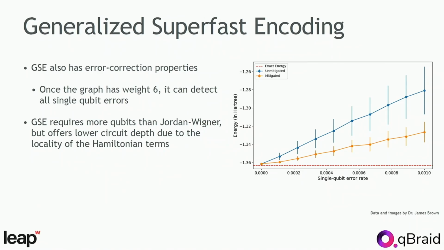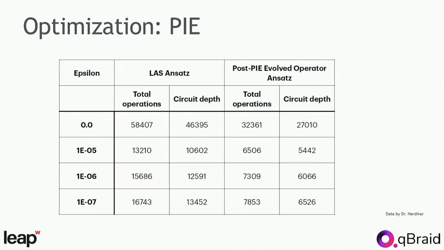So here's a quick example of GSE providing error correction properties, where you see that it gets closer to the exact energy than unmitigated would have. Now, I want to talk about optimization, and there are many, many ways we can optimize this entire pipeline. We can optimize it globally across the whole pipeline. We can optimize each method individually. We can make approximations and show that they don't affect the accuracy of the system.